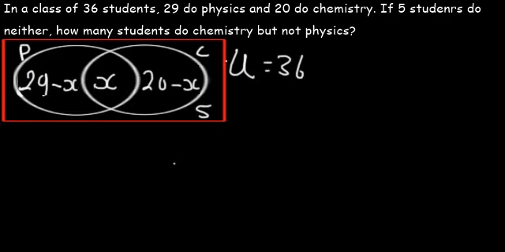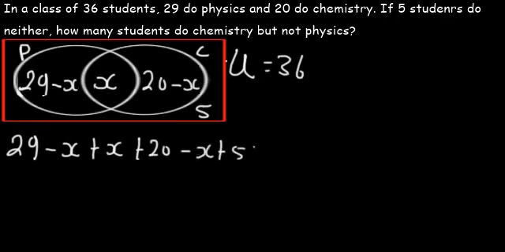So the next thing we need to do is to sum all this up and equate it to the universal set. Therefore, we're going to have 29 minus x plus 20 minus x plus 5. Make sure you don't forget the neither. Those that are outside are also among those in the universal set. They are also students, so you need to add them together.